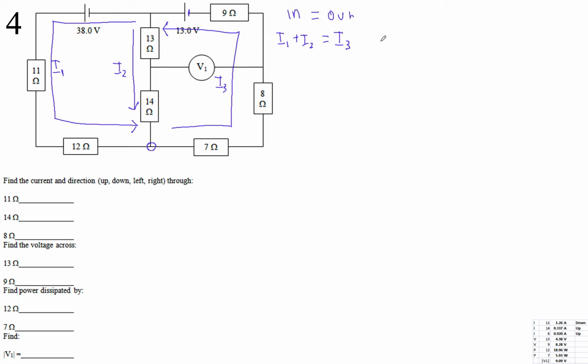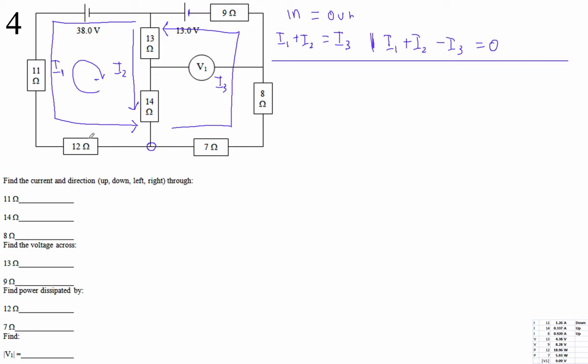So if I make this into matrixable form, it looks like this: I1 plus I2 minus I3 equals 0. And we're done with our junction rule here. Now let's do a clockwise traverse of this left side, starting and ending at that same junction. Notice I'm going upstream through the 12, upstream through the 11, the wrong way through the 38 volt one, so I'm going to go down 38. Then I go downstream through the 13, downstream through the 14, and I'm there.